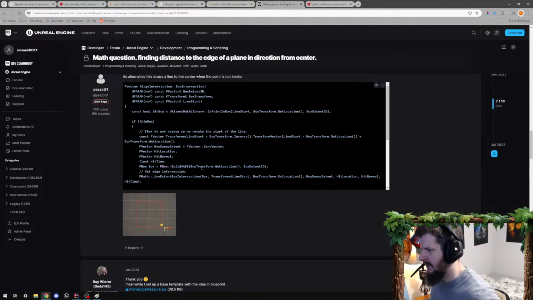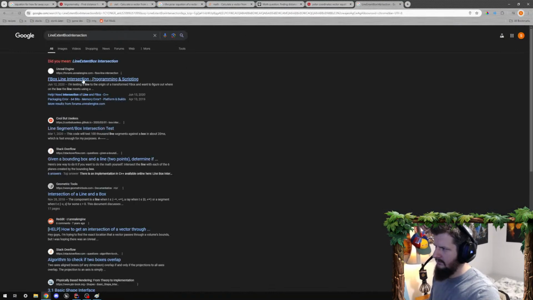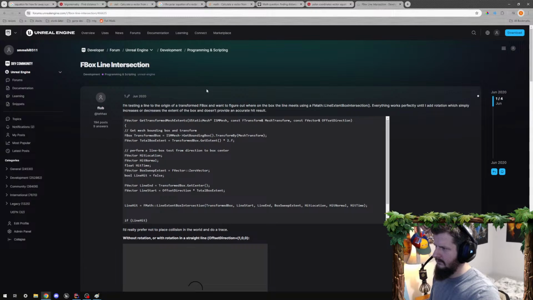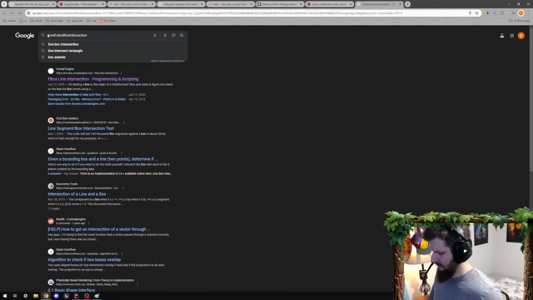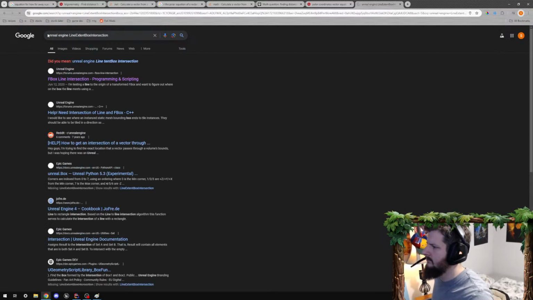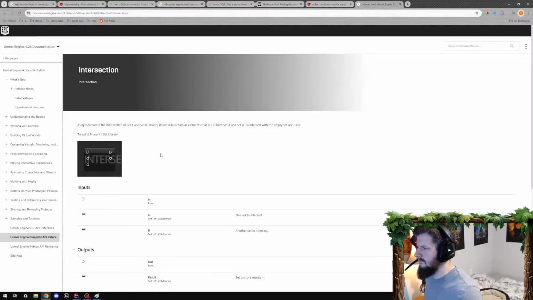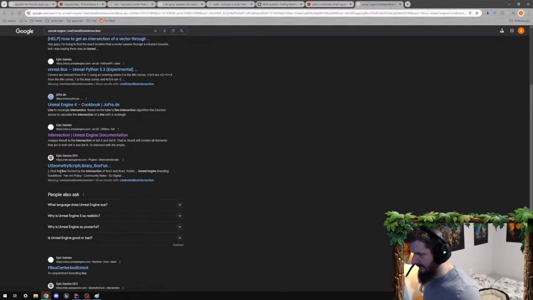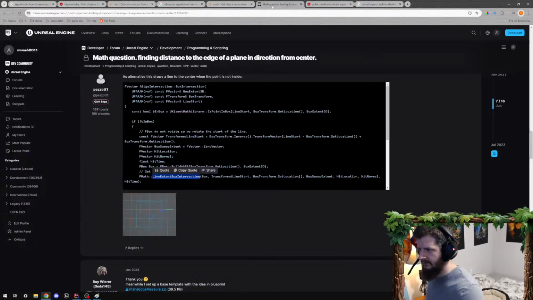Line extent, box intersection. Bro, not even the Unreal Engine docs have this function. Is that even a function?